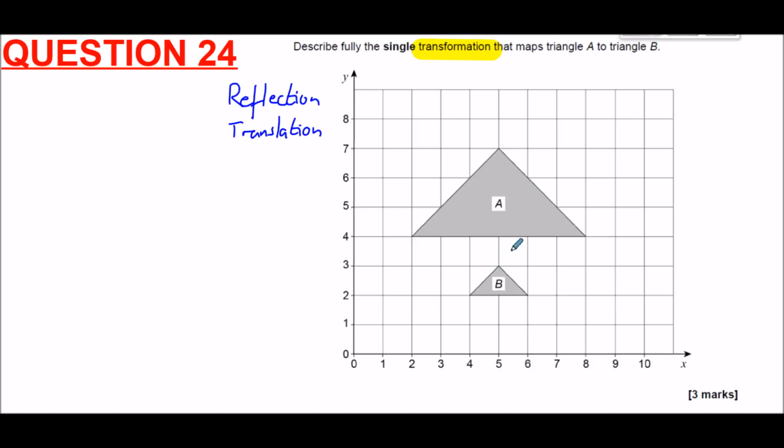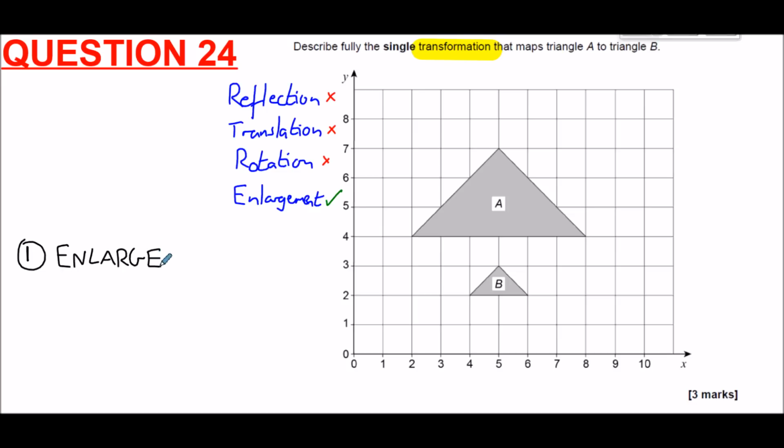This shape has moved, but it hasn't just moved, it's changed size. There's reflection, translation, rotation. For example, if something turns the wrong way up or turns a quarter of a turn, that's not been rotated, it's still the same way up. So it's not any of these. The one it is, is an enlargement. The shape's been enlarged. And so that's the first thing to say. So for our first mark, we need to say it's an enlargement. Now it seems a bit daft. You can have an enlargement even if the shape has shrunk. Enlargement just means a changing of size.